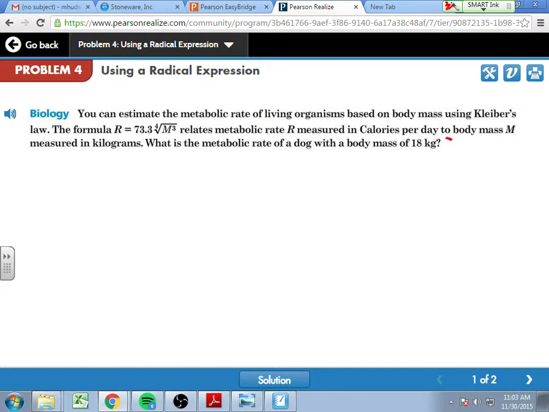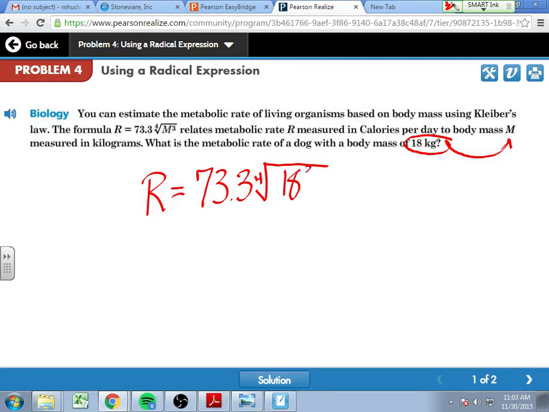So, body mass of 18 kilograms, we know that is our value for M. So we want to rewrite this with M being 18. So my R will equal 73.3 times the 4th root of 18 cubed.